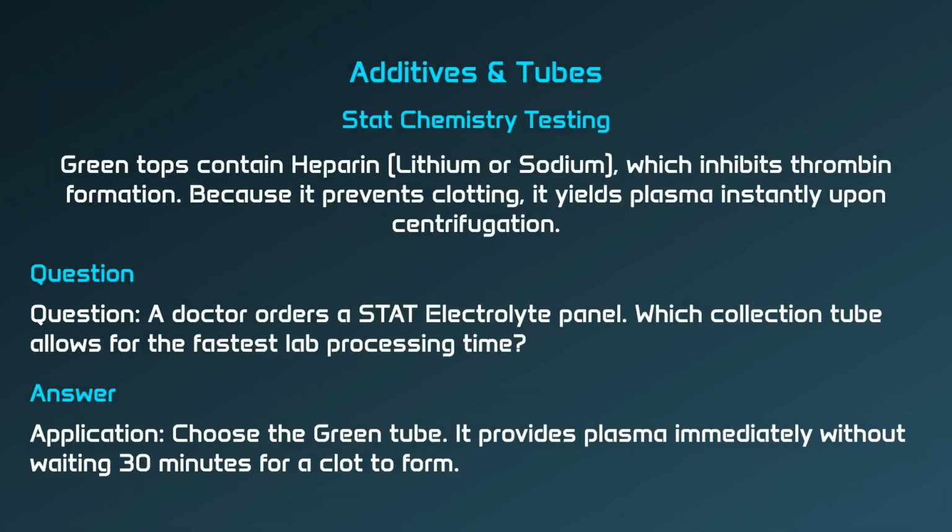Additives and tubes. Stat chemistry testing. Green tops contain heparin, lithium or sodium, which inhibits thrombin formation. Because it prevents clotting, it yields plasma instantly upon centrifugation.